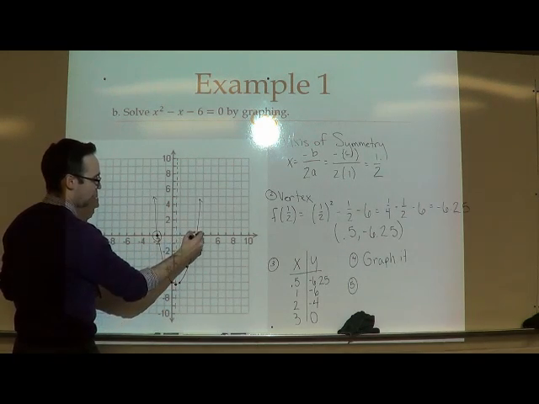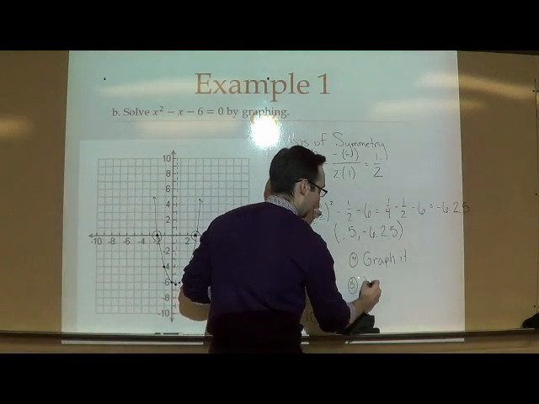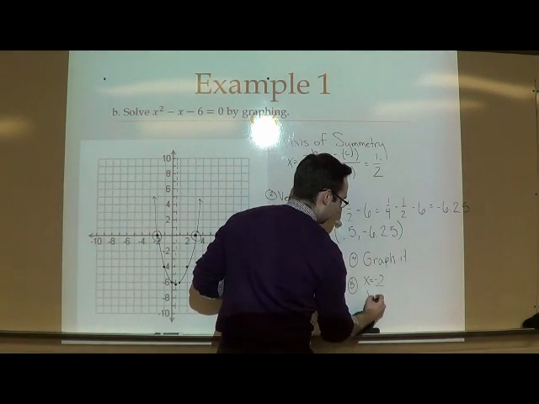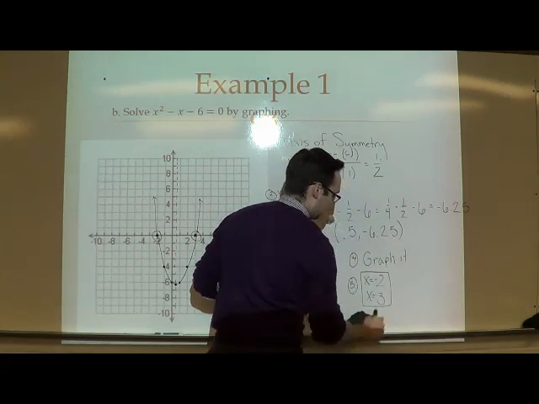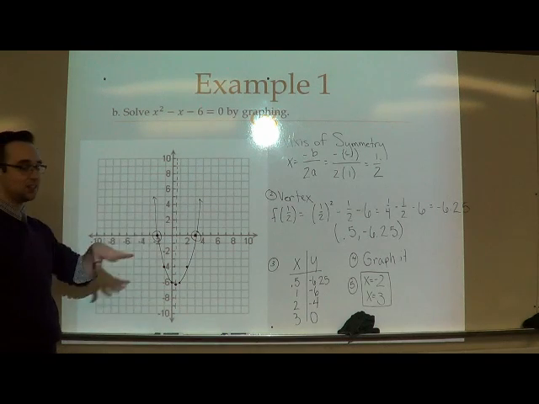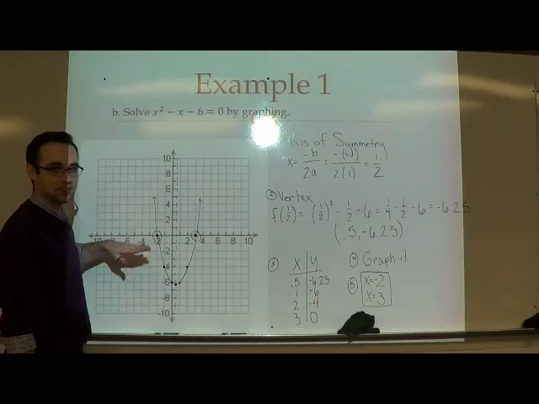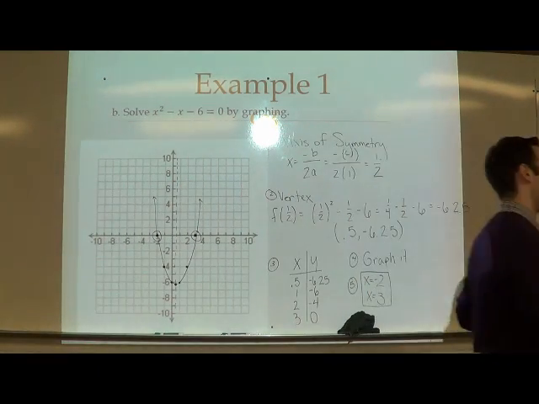And again, we're looking for where does it cross that x-axis. What's going to occur at x equals -2 and x equals 3. And those, again, are your two solutions. Wherever it crosses the x-axis, that's the only thing we're looking for here. Where does it cross the x-axis? If you can find that, you found your solutions.